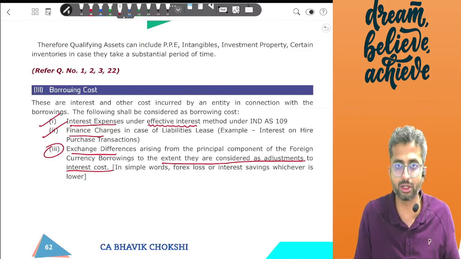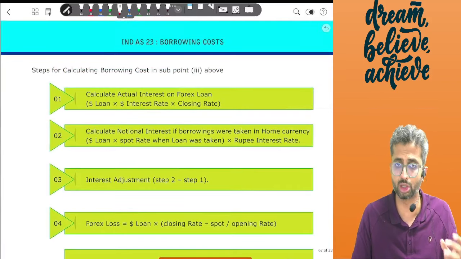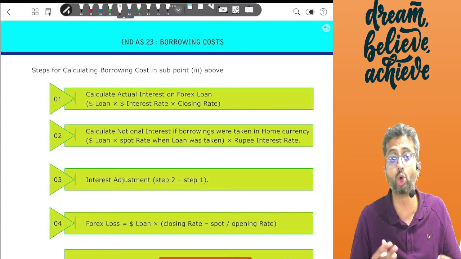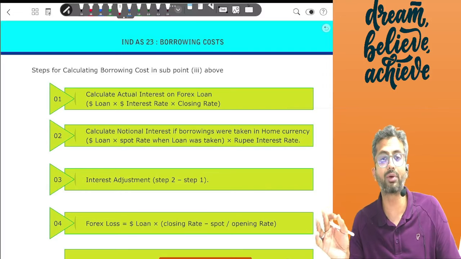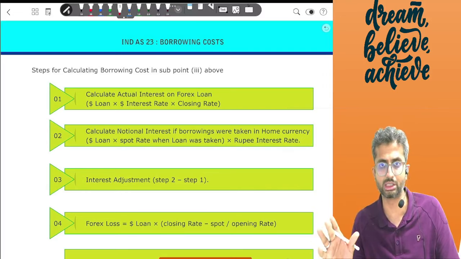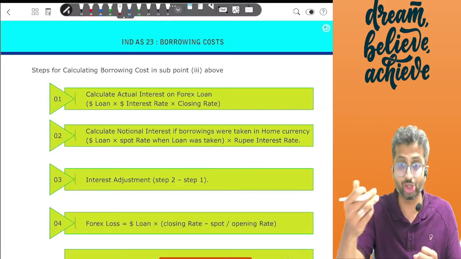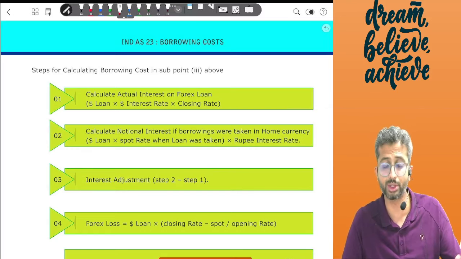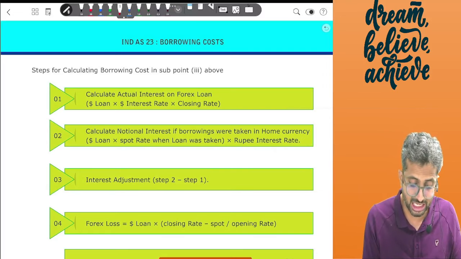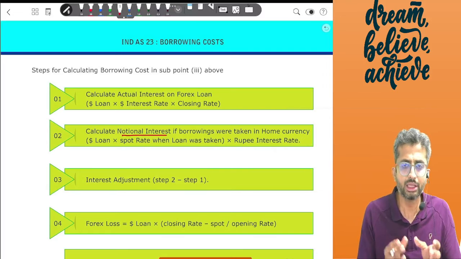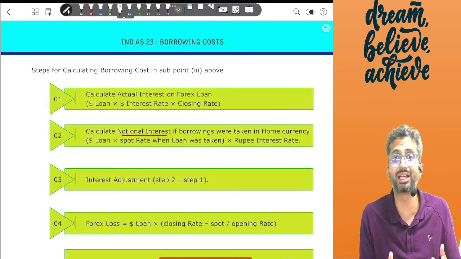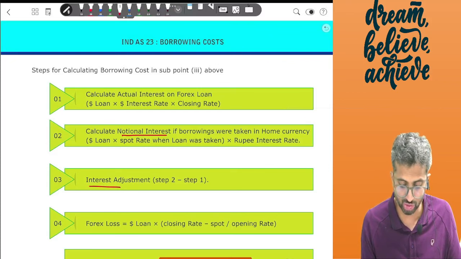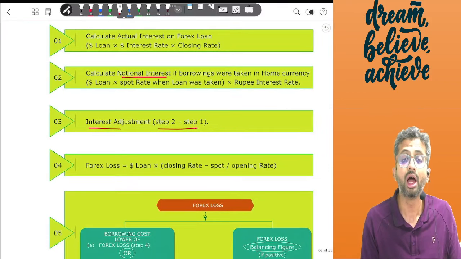So how do I quantify that? The standard gives you certain rules, based on which we have a few steps. We'll try to understand this with an example as well. First, you try to find interest on the loan in the foreign currency. That is the actual interest, which is definitely a part of the borrowing cost. Compare that with the notional interest: had this loan been taken in India, what would have been the interest that you would pay? Now, the difference between the two is actually your interest savings. So, step 3 is the interest adjustment, which is the difference between step 2 and step 1.